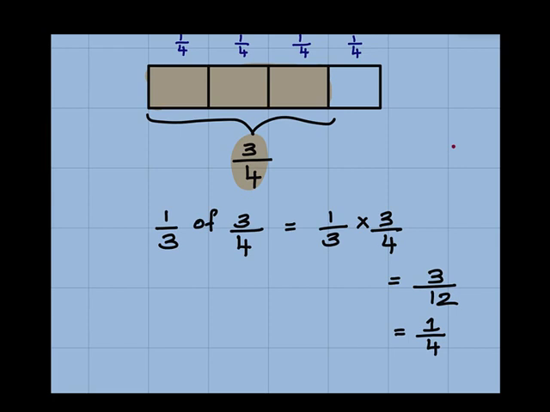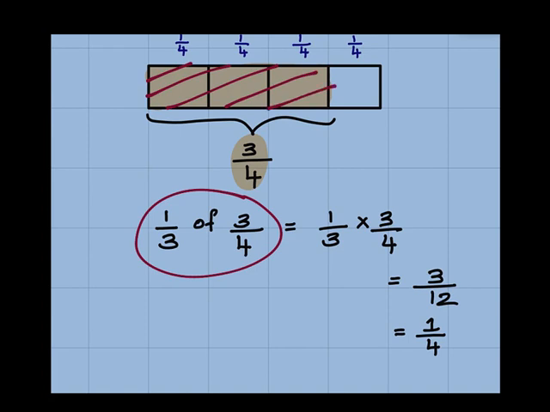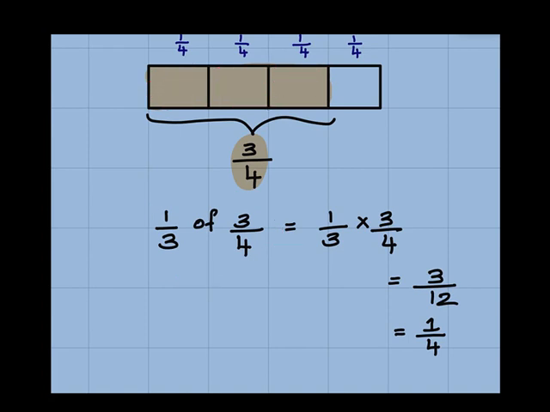The next problem, 1/3 of 3/4. So this is 3/4 and we need to find 1/3 of 3/4. So this is the value we have to find. 1/3 of 3/4, just replace the word "of" with a times sign and then multiply the numerators. 1 times 3 is 3, and the denominator 3 times 4 is 12.